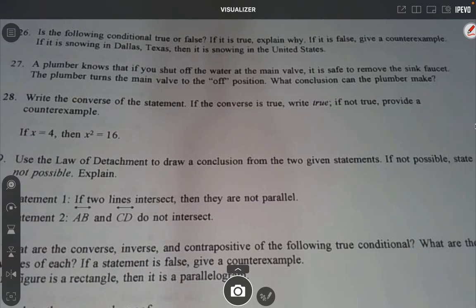Write the converse. This one was already on here, but do I need to do this one again? Man, I can't read mine. Would it be if x squared equals 16, then x equals 4? Yeah, it would say if x squared equals 16, then x equals 4. I think we did one just like it. And then it's not true, right? This one says provide a counterexample. What would your counterexample be? X could equal what? -4. So you would say false, x equals -4. This one just asks for a counterexample.